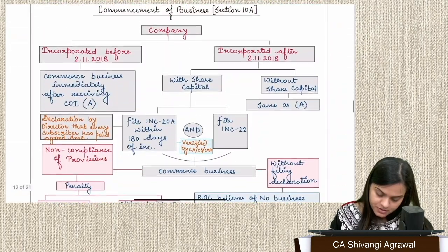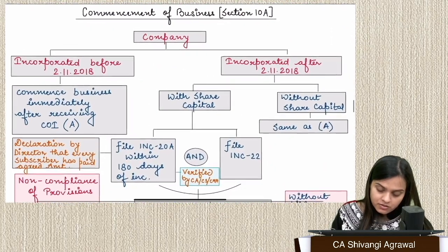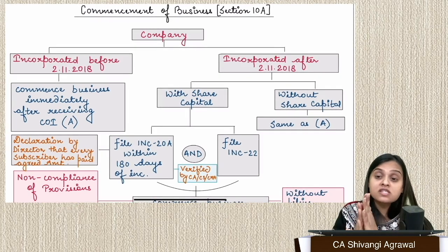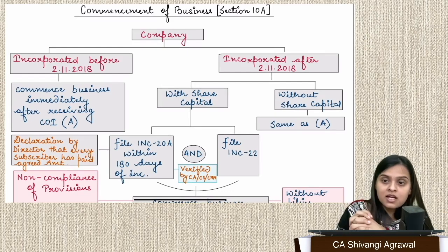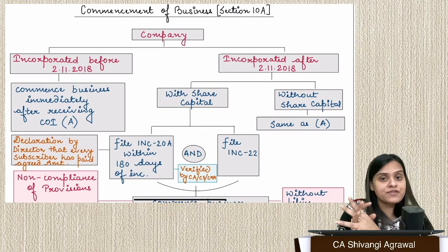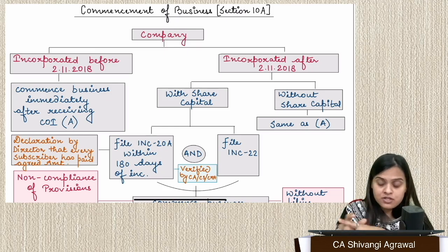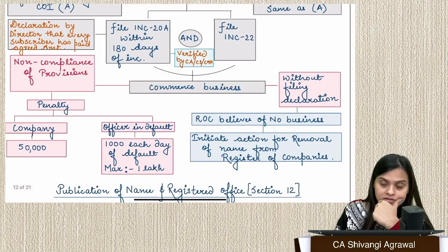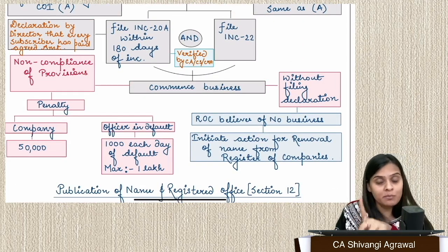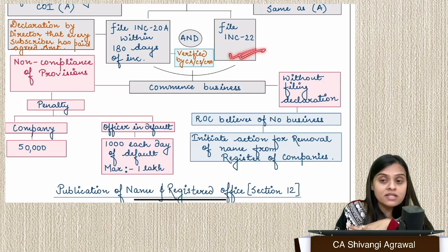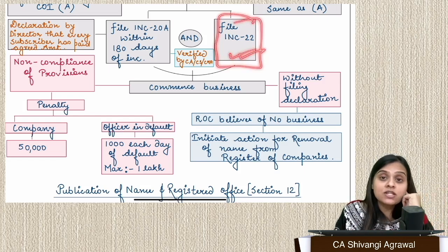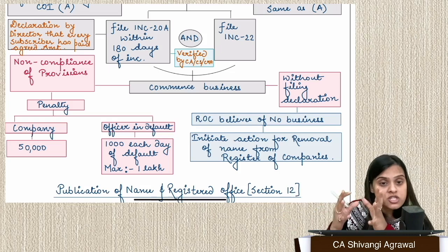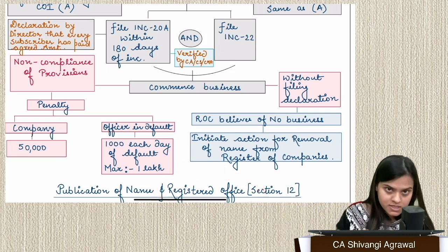Now, this process of incorporation we have done. Now, once your company is incorporated, you get the certificate of incorporation. Can you commence business? The answer is no. You cannot commence business if you are a company incorporated after 2nd November 2018 and you have share capital. Fine. So, if you have share capital, you have to do these two compliances, then only you can start commencing the business. What are the two compliances? Compliance number one, if you have given your correspondence address beforehand, you must file INC 22 within 30 days of incorporation to ROC, which gives the detail of your registered office, right?